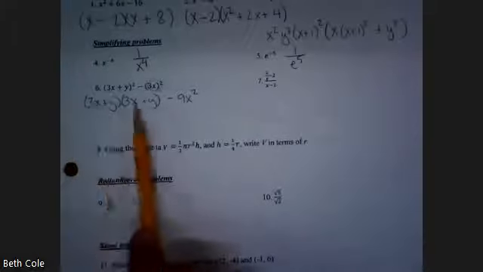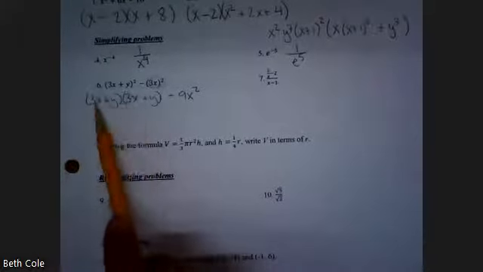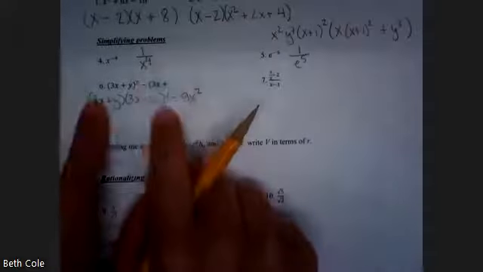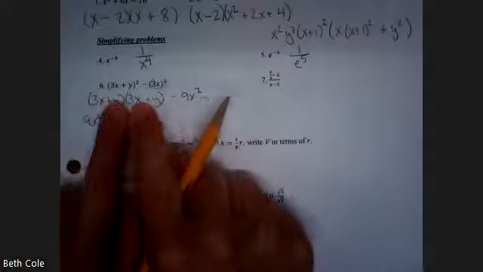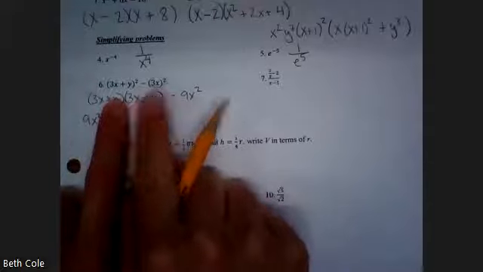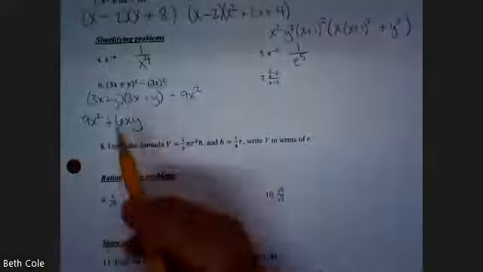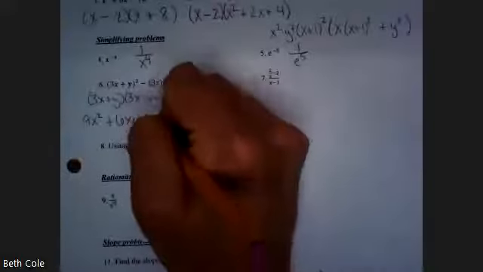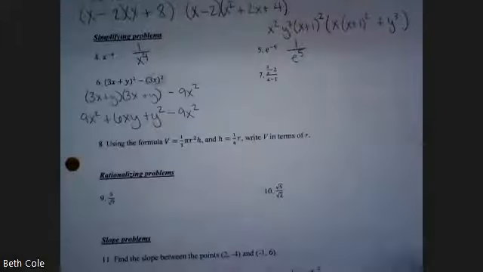All right, this is FOIL, first, outside, inside, last. So the first, that would give you 9x squared. The outsides give you 3xy. The insides give you 3xy. So together, 6xy, good. And then y times y is y squared. And then you've got a minus 9x squared. I did that on purpose because what's going to happen there? Yeah, those cancel and you just get this part.